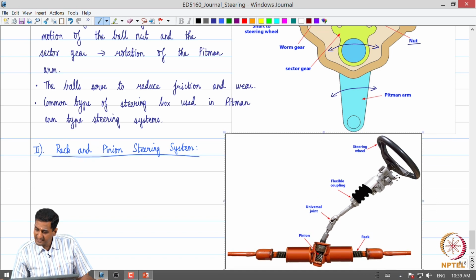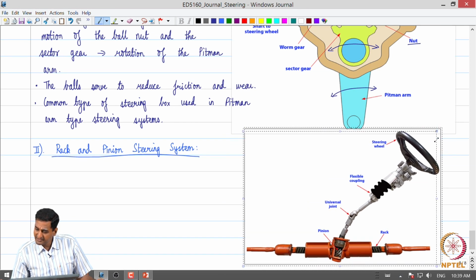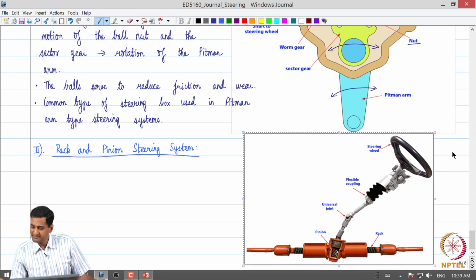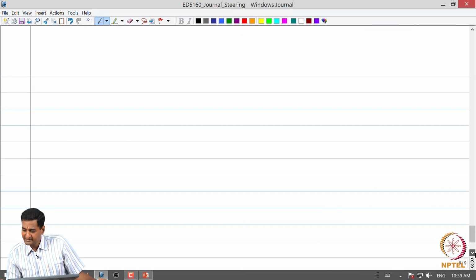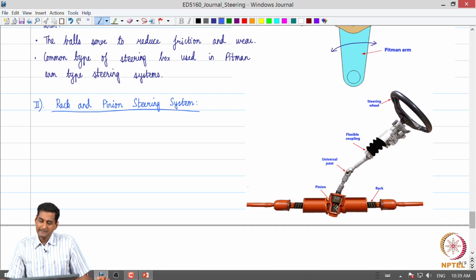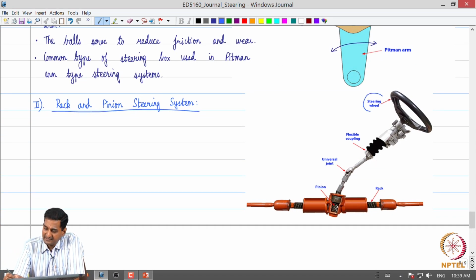As the name indicates, we have a rack and a pinion assembly. That is the main gear, right. So, let us look at that. In a rack and pinion system, once again we have the steering wheel. We can observe that the motion is transmitted through this steering column to a pinion.